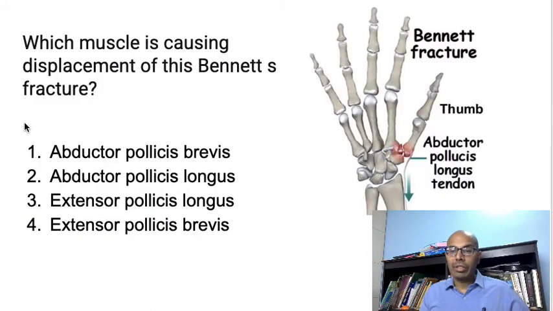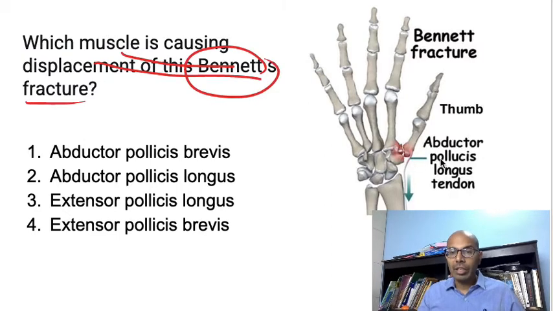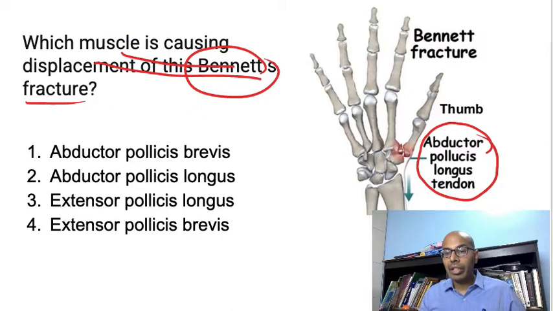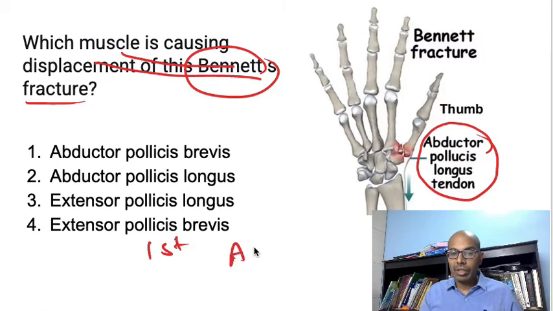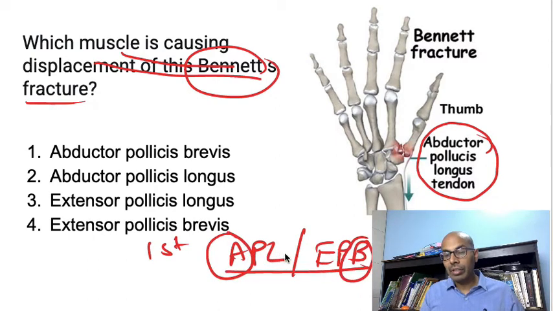So the second question is a continuation of the first question, which is: which muscle is causing displacement of this Bennett's fracture? All of us know by now that the muscle which causes the displacement is the abductor pollicis longus tendon. So what tendons form the first compartment? Abductor pollicis longus and extensor pollicis brevis. The abductor pollicis longus and extensor pollicis brevis form the first compartment.